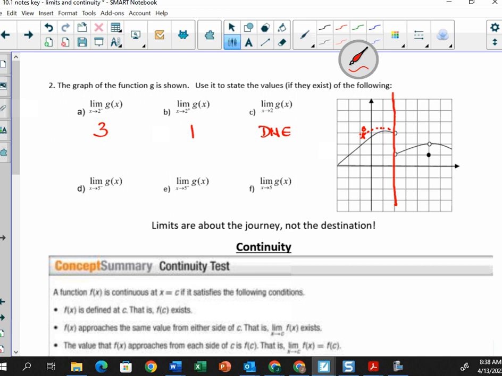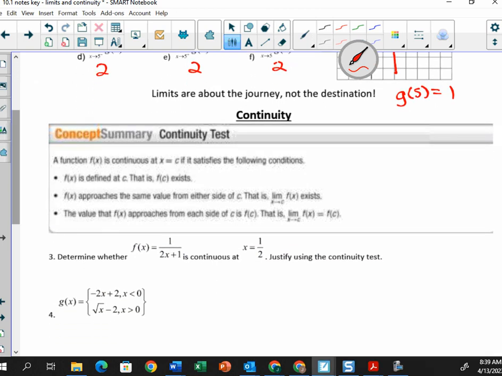It's great. All right, so letter D. What about 5 from the left? 5 from the right? So 5? 2. Okay. We got it. Just a side note over here. What if I had asked you G of 5? What would that equal? 1. Yes. Okay. We see the function value is different than the limit. Limits are the journey, not the destination.